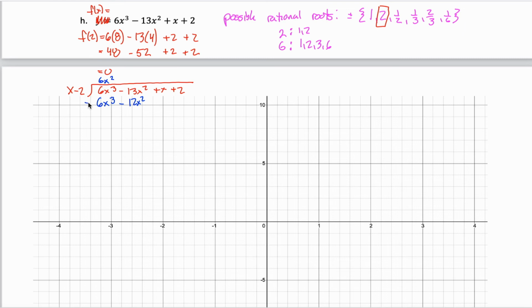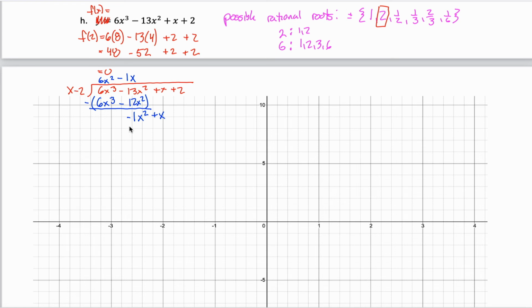The next step in my algorithm is to subtract this second row from the first row, and when I do that, this first column goes away. That's good. The second column is a little bit tricky. Negative 13 minus negative 12 is the same as negative 13 plus 12. And negative 13 plus 12 is negative 1. So negative 13x squared minus negative 12x squared is negative 1x squared, or just negative x squared if you want to write it that way. I then bring down the positive x, and I repeat this process. I want to get rid of the negative 1x squared here, so I better put a negative 1x up top.